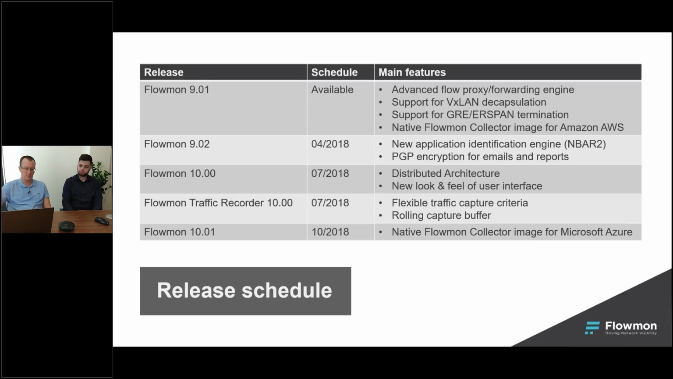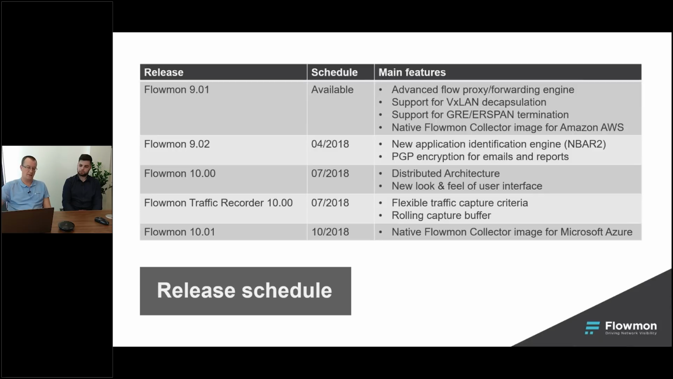For summer, for July, we schedule the Flowmon 10 release, a new major version that brings two important features. First is the long-expected distributed architecture, scheduled for release in July, and we have also significantly improved the user interface. So it's a brand new look and feel of how you will experience your work with Flowmon.